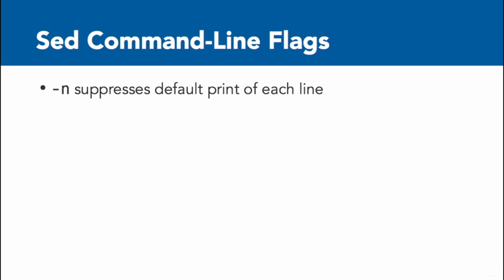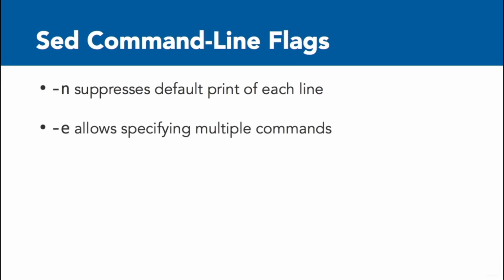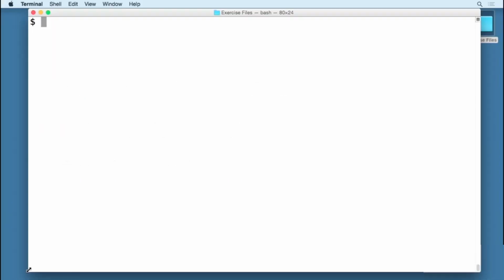In this lesson, we'll discuss Sed's command-line flags. -n suppresses the default printing of each line. -e allows specifying multiple commands on a single command line, and -f specifies a file of commands. Like most Unix commands, Sed accepts command-line flags, or options, which are special command-line arguments beginning with a dash. These flags, if used, appear between the word sed and the following command, separated from both by a space.